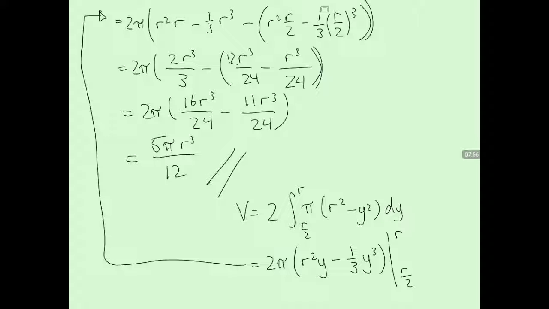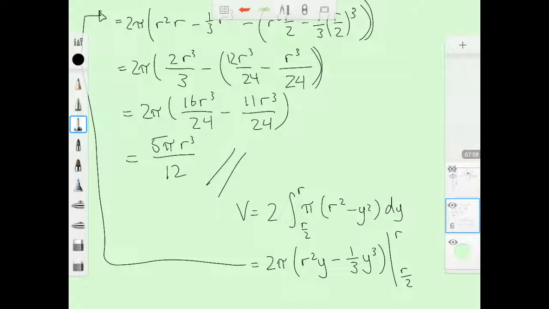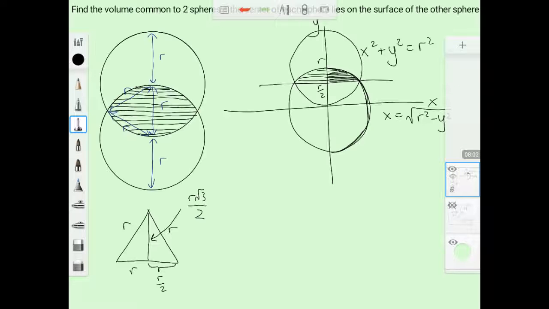Now this is the volume common to the two spheres. So we'll just write that down again. 5 pi r cubed over 12.